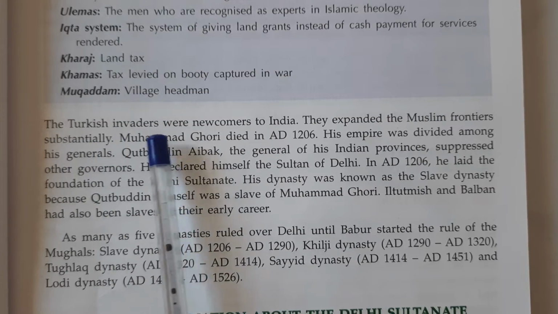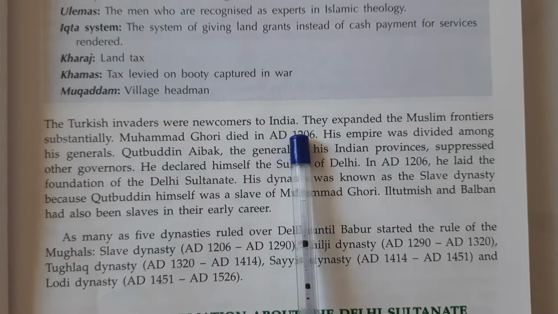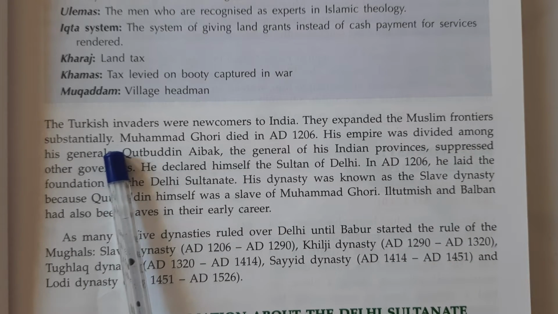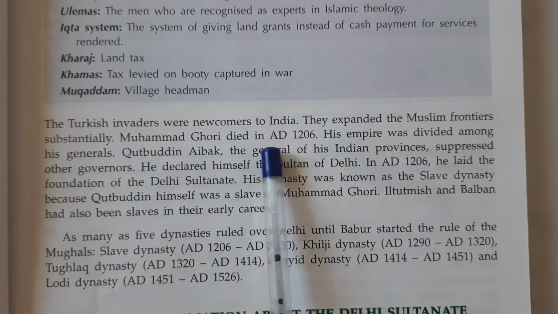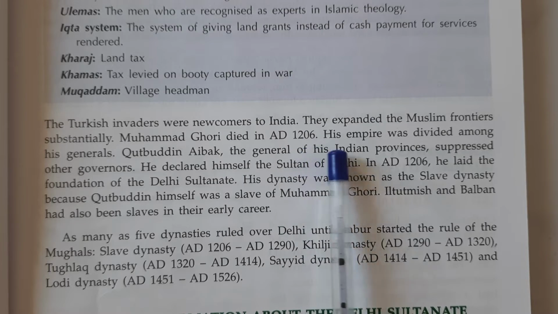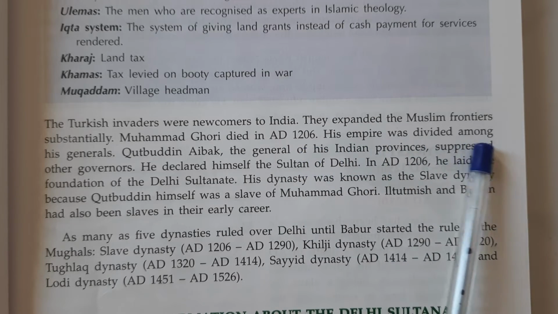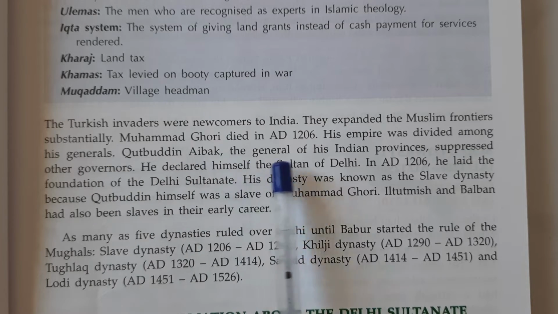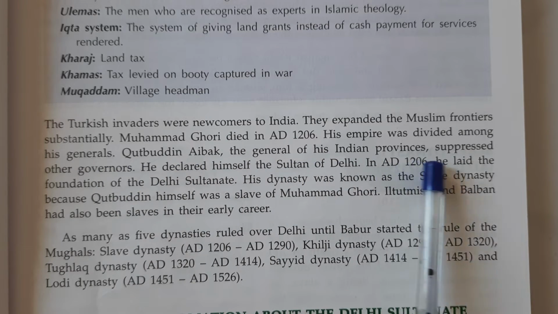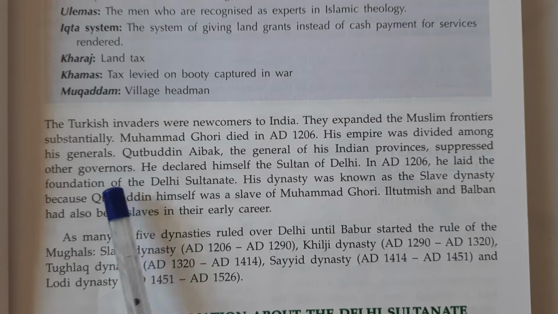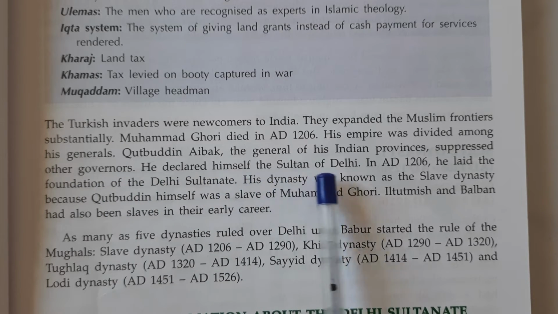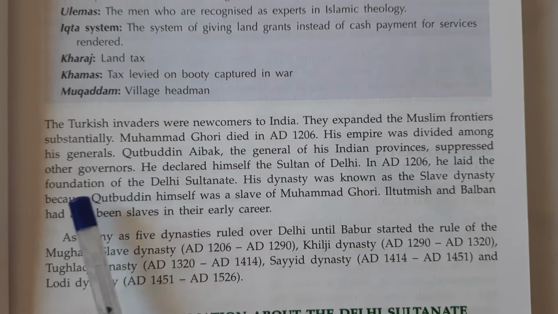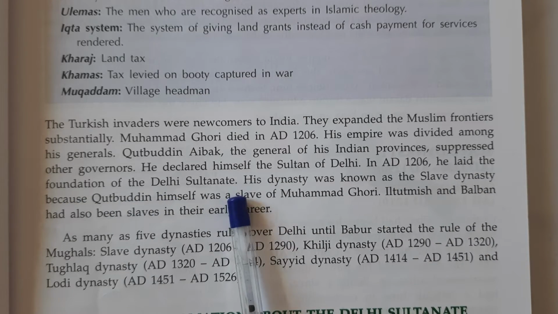The Turkish invaders were newcomers to India. They expanded the Muslim frontiers substantially. Muhammad Ghori died in AD 1206. His empire was divided among his generals. Qutbuddin Aibak, the general of his Indian provinces, suppressed other governors. He declared himself the Sultan of Delhi. In AD 1206, he laid the foundation of the Delhi Sultanate.